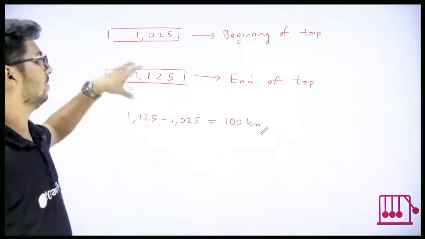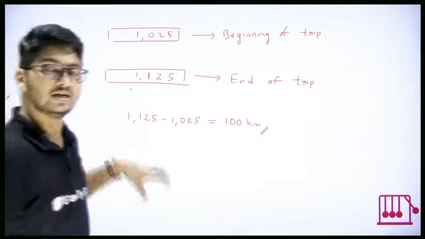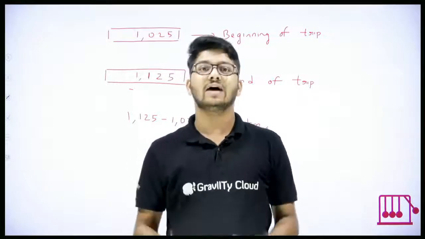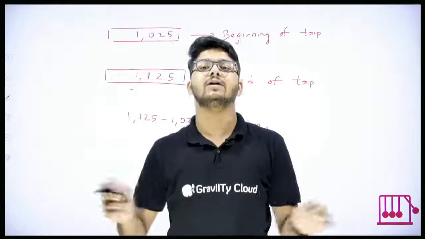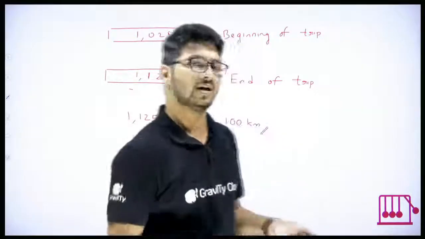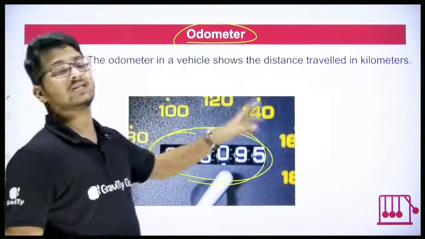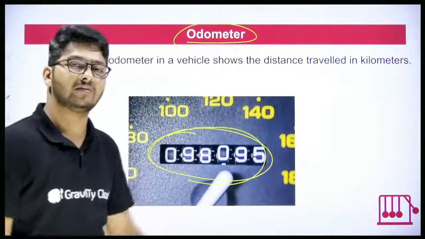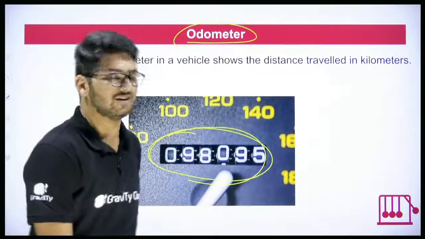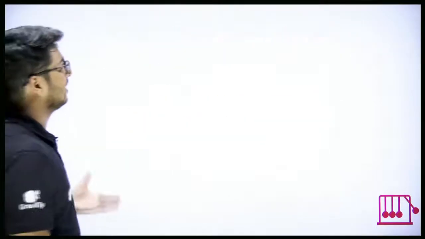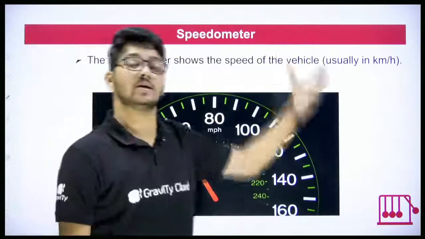So using the readings in the odometer, we can also measure the distance traveled by the vehicle for a trip. And what does the odometer show us? The odometer shows us the distance traveled in kilometers by the vehicle throughout its lifetime. Clear? Good. Then we have something called the speedometer.